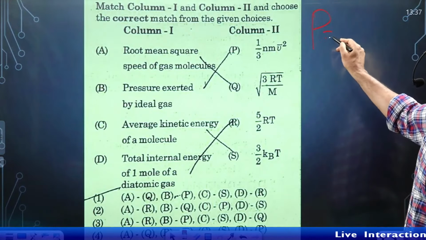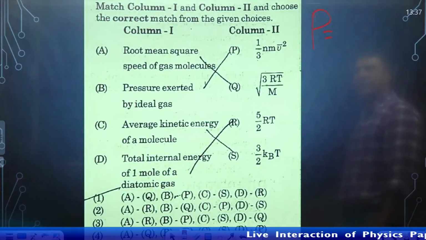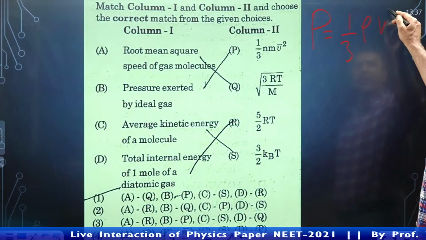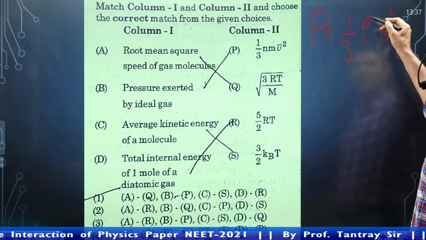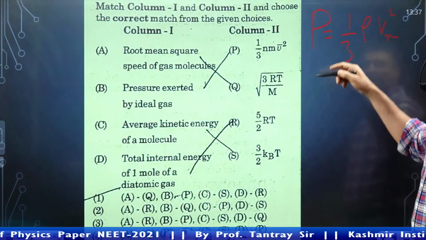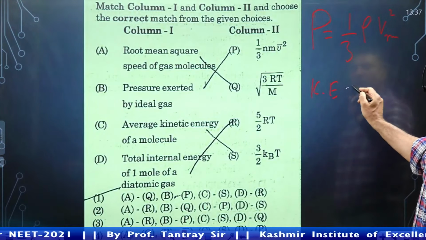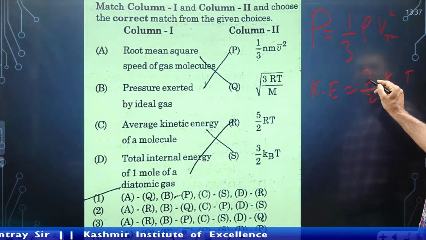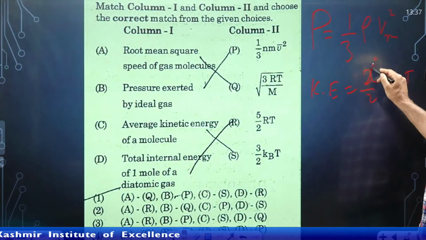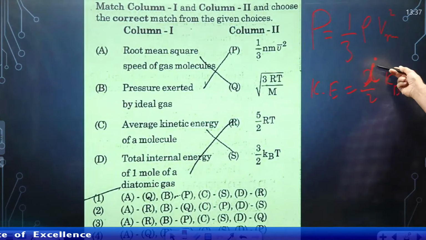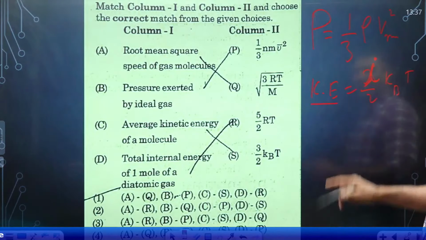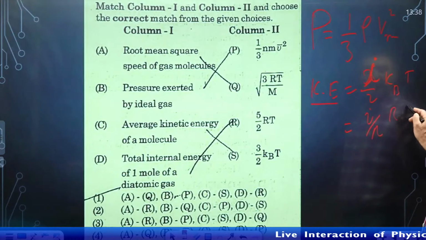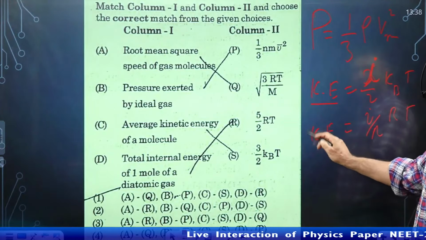Pressure, as you know, is equal to 1 by 3 rho v square RMS. This is one equation, but you can convert this into another thing. That's very simple. Kinetic energy per molecule is equal to 3 by 2 kBT. If it is degrees of freedom, then this 3 is equal to I, the number of degrees of freedom. I by 2 kBT. It's the kinetic energy for a single molecule. For 1 mole, it is I by 2 RT. That is the kinetic energy for a mole.